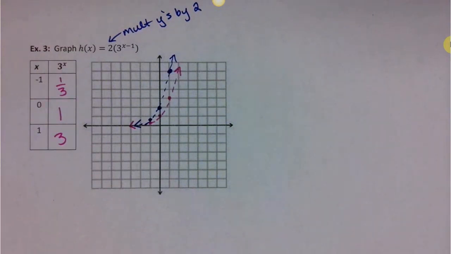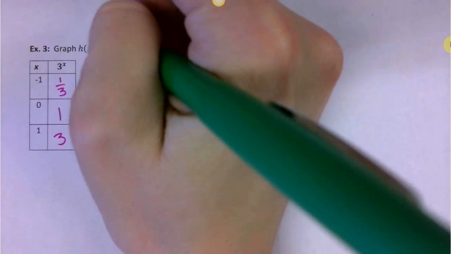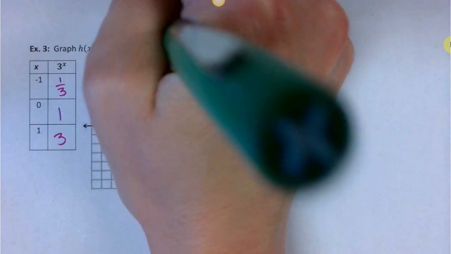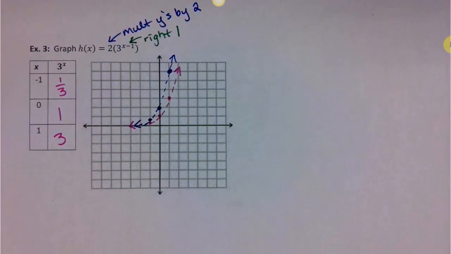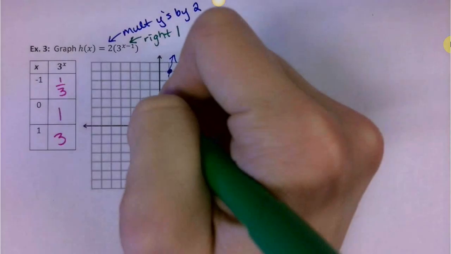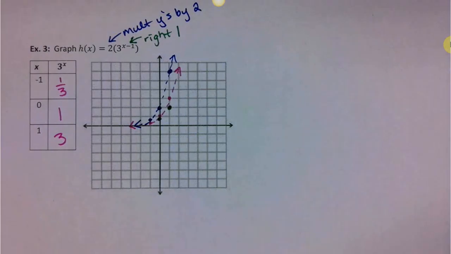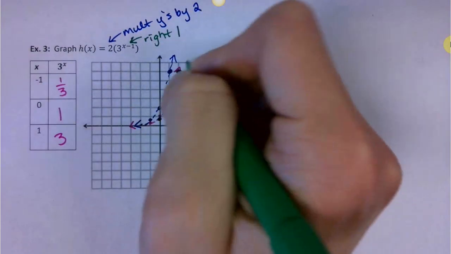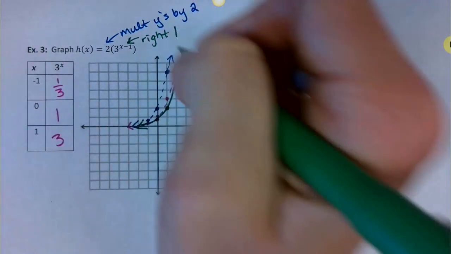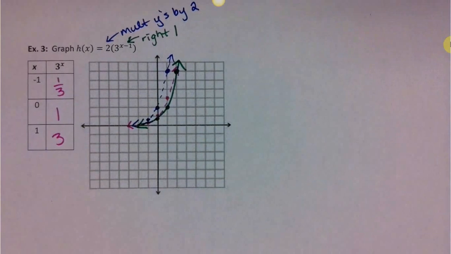And then we see the -1, and because it is in the exponent with the x, this is where it's going to affect our graph to the left or to the right. And specifically because it's a -1, this tells us to shift all of our points to the right one. So this point is going to end up on the y-axis. This point ends up at +1, and this point ends up at +2. And I'm just going to connect that final set of points to get the graph of h of x.